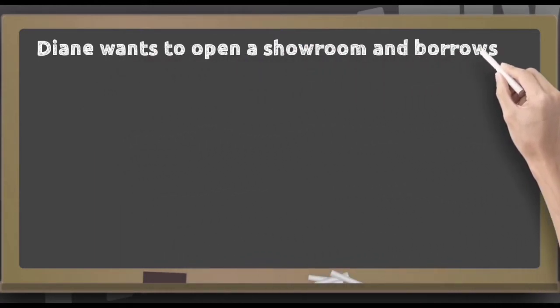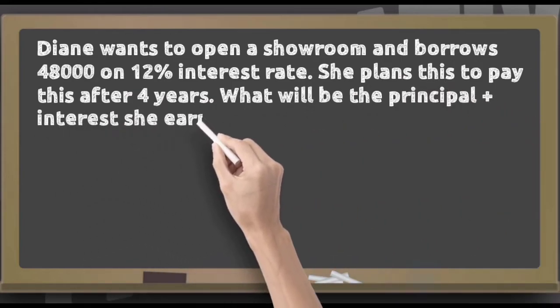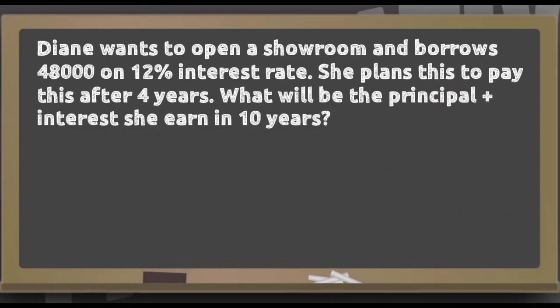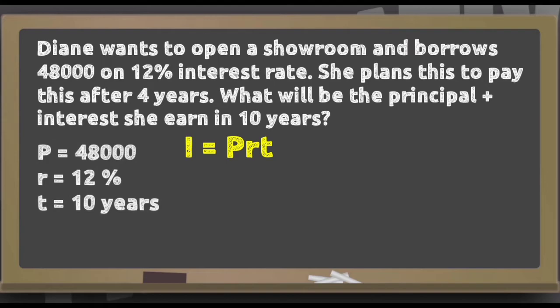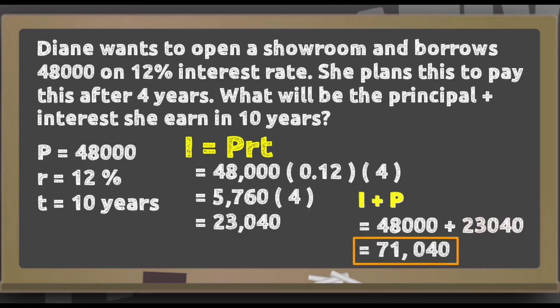Diane wants to open a showroom and borrows 48,000 at 12% interest rate. She plans to pay this after 4 years. What will be the principal plus interest she earned in 10 years? This is the formula. Then, get the value of the principal, rate, and time. Substitute, then multiply. And the answer should be 23,040. Add now, the principal is 48,000 plus the interest earned is 23,040 and it is equal to 71,040. I think there is no principal plus interest earned in 10 years because she is already planning to pay it in 4 years.